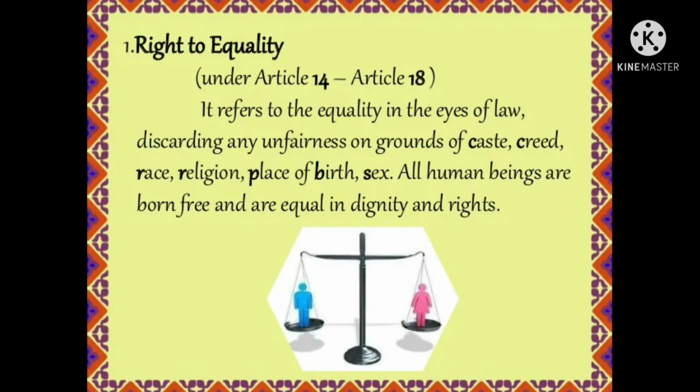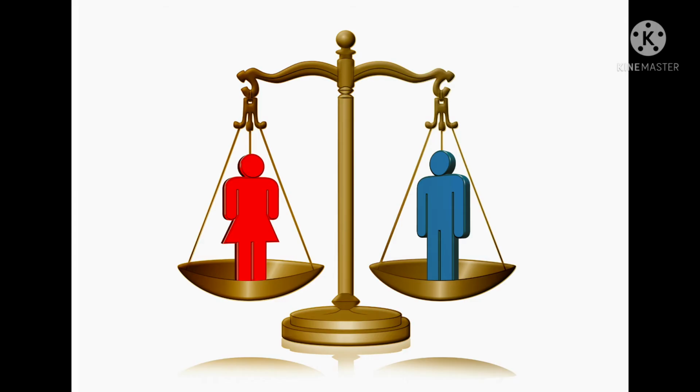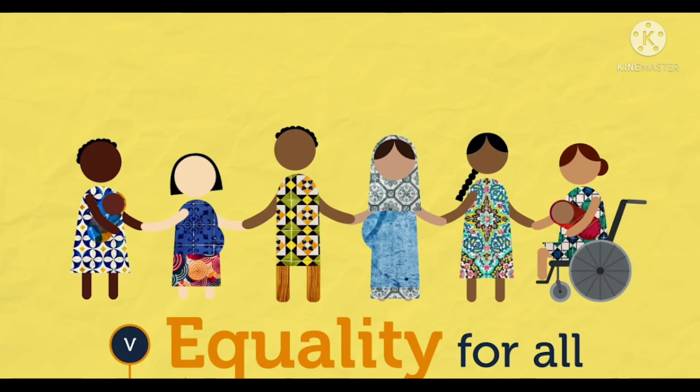It refers to the equality in the eyes of law, disregarding any unfairness on grounds of caste, creed, race, religion, place of birth, sex. All human beings are born free and are equal in dignity and right. This right is very essential for the success of democracy. All citizens are equal socially and economically before the law. Under this law, untouchability is an offense. This right has enabled every citizen to get an equal opportunity to join government services.